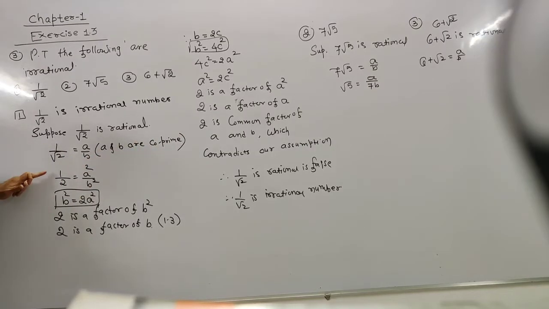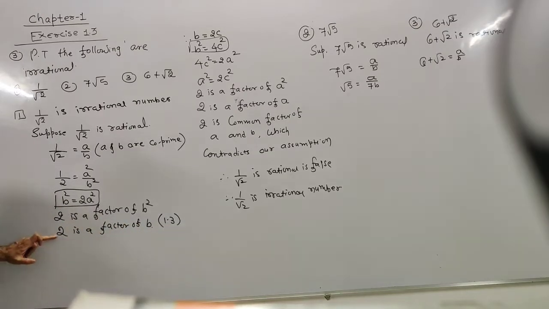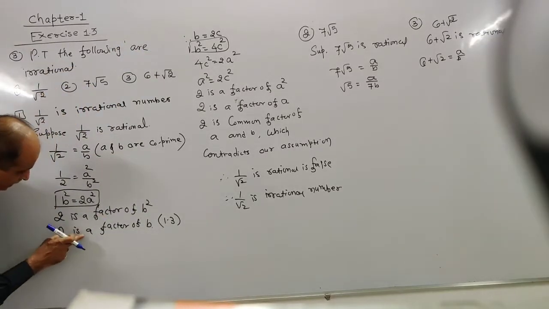So when you square both sides, 1 upon 2 is equal to a square upon b square. So you can write b square is equal to 2a square. So 2 is a factor of b square. So according to theorem number 1.3, we can say 2 is a factor of b. So you can write b is equal to 2c, because 2 is a factor of b.